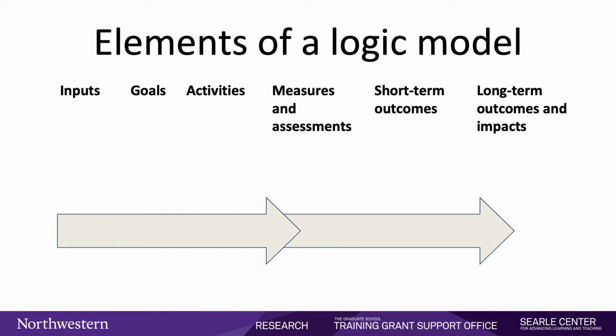Logic models are constructed with a left to right horizontal alignment, from inputs to goals, activities, short-term outcomes, measures, and then finally, impacts or long-term outcomes. The connection should be relatively clear and not require a great deal of imagination. Here's an example of a worksheet we often use to help principal investigators develop a logic model for their program.